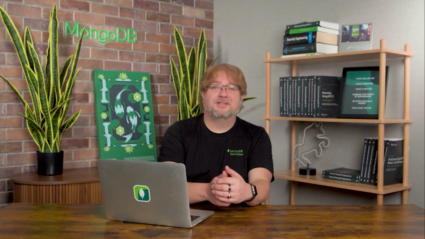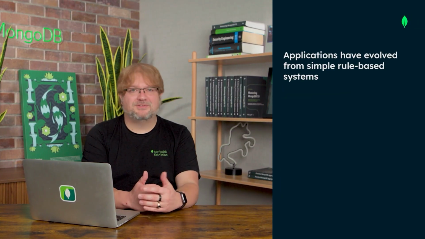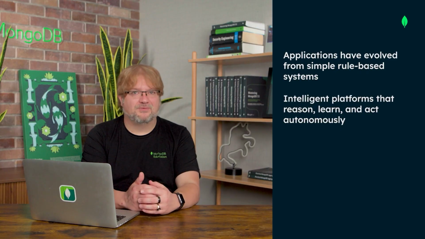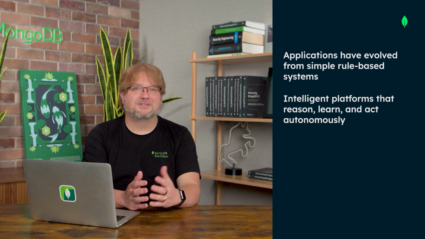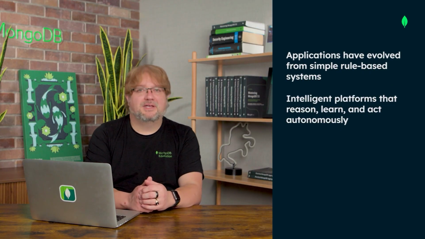Great job! Let's recap what you've learned. Applications have evolved from simple rule-based systems into intelligent platforms that reason, learn, and act autonomously. Two common AI approaches, RAG and AI agents, share three data requirements that traditional databases struggle to handle.